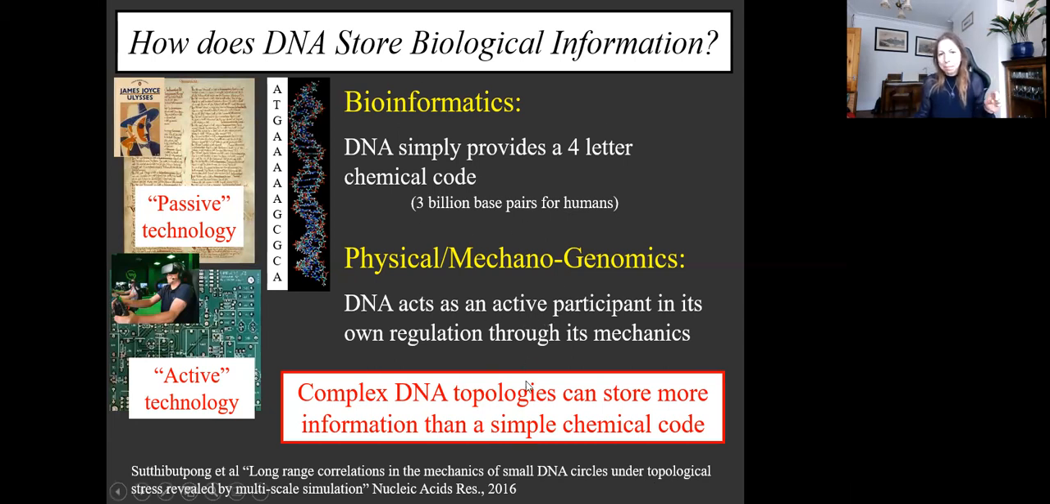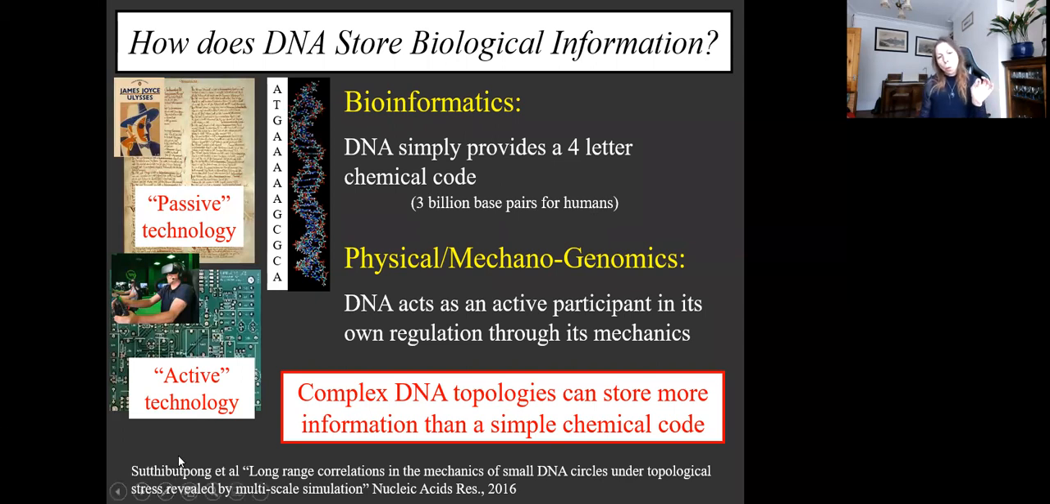Another way of looking at DNA, and we use both ways, but my collaborators do the informatics and I do what we call mechanogenomics or physical genomics. In this view, we actually represent the DNA as an actual molecule. So we represent its chemical structure. And in this view, the DNA is like an active participant in its own metabolism. So using its own mechanics helps it to regulate the genetic code. Then we're viewing DNA not so much as a book, but more like a computer or some sort of computer game that we interact with, and it affects us and we affect it. So a sort of active technology.